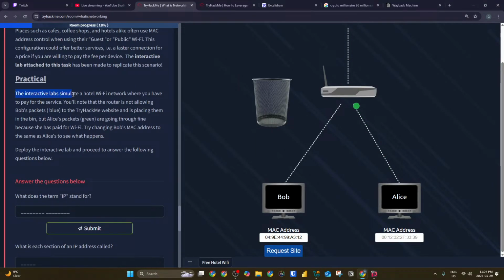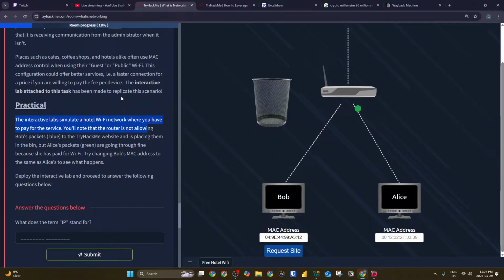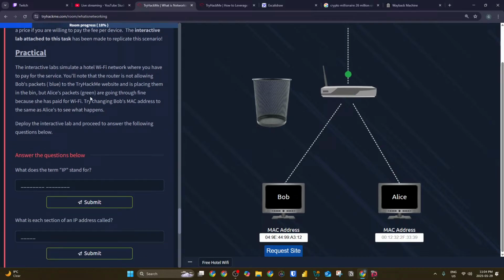So, practical. The interactive lab simulates a hotel Wi-Fi network, right? The one we were talking about, where coffee shops and cafes have guest or public Wi-Fi. For basic faster communication, you can talk and get a price and stuff like that.